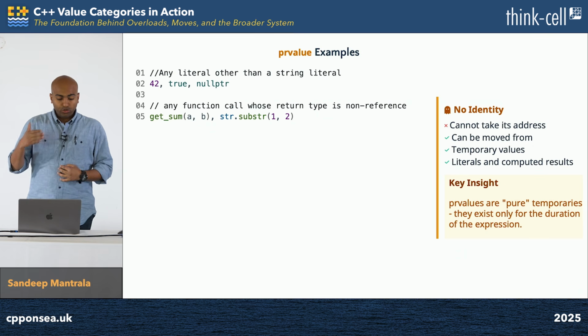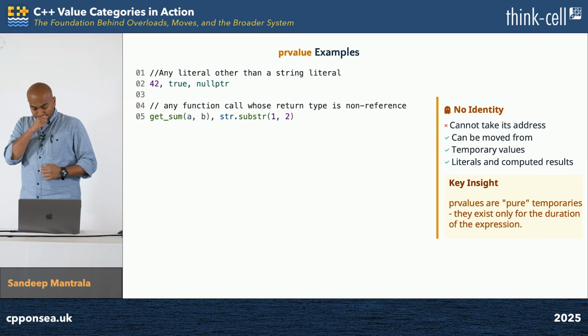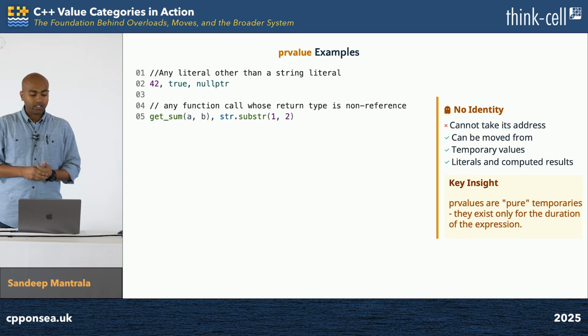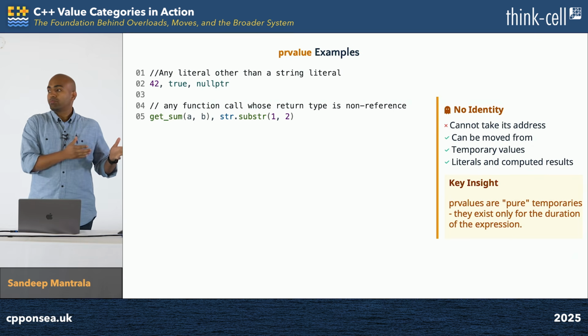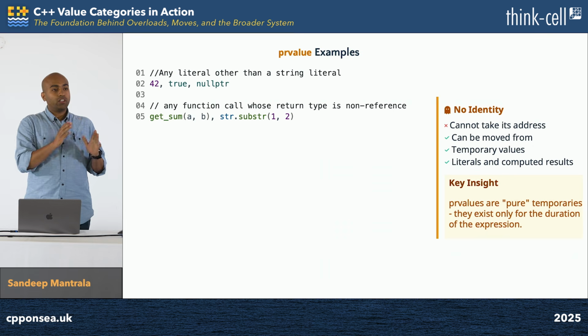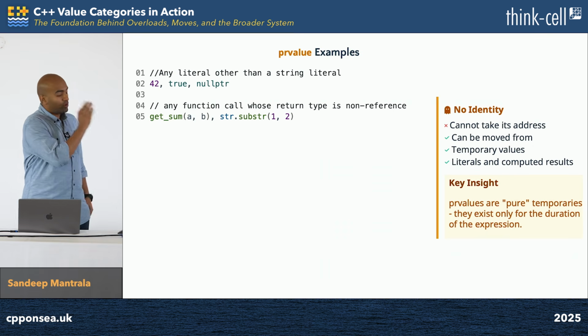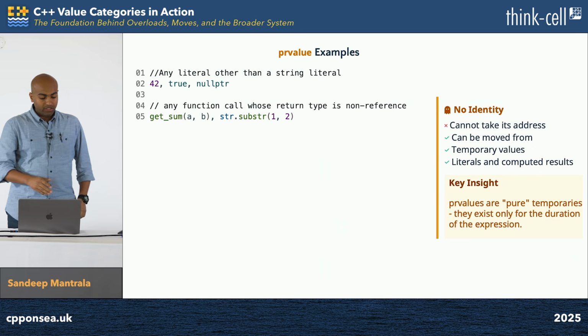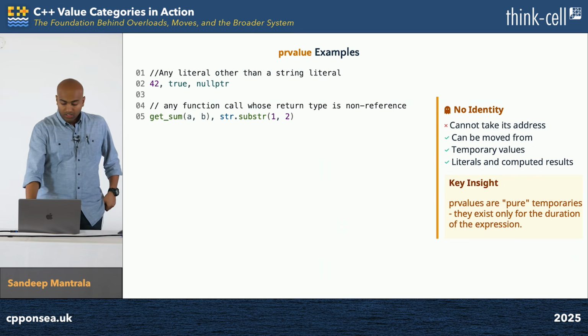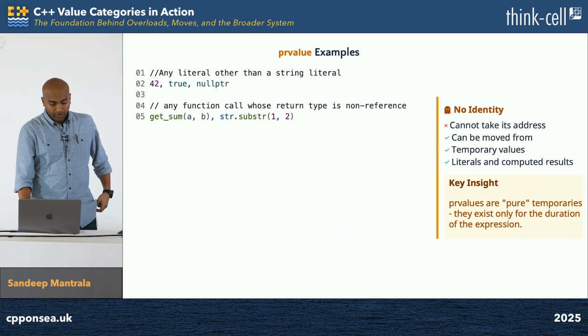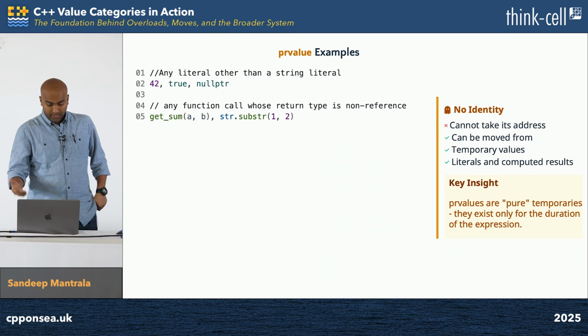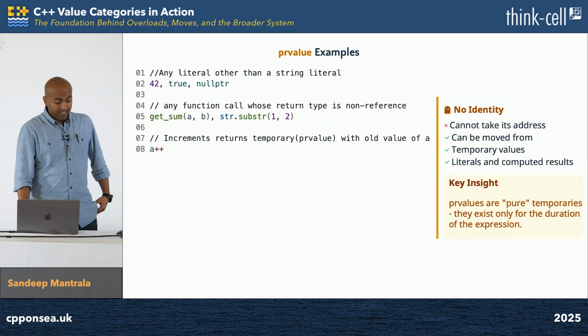Any function call whose return type is non-reference, for example, here getSum(a, b), results in a plain int. So all the return values are classified as prvalues when they do not return a reference. So any non-reference return type is considered a prvalue. Same thing when you are taking a substring of a string, the resultant object is a prvalue, like we just discussed.